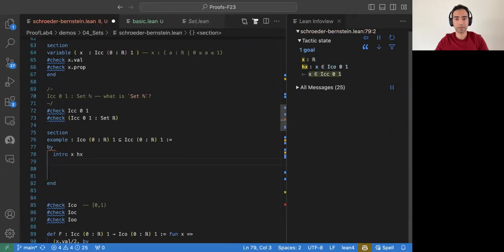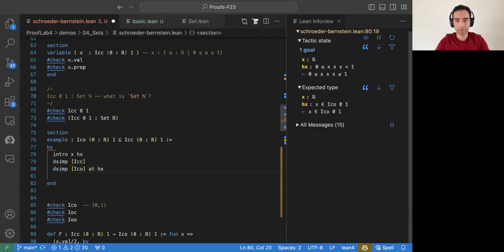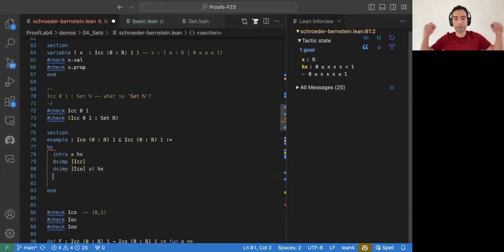How do I prove that it's... So one thing you can do is just simplify ICC if you like. I mean, this is optional, you don't have to, but it's helpful. And maybe you want to do dsimp ICO at hx. Okay, we just broke down what those intervals meant. And how do I prove that?